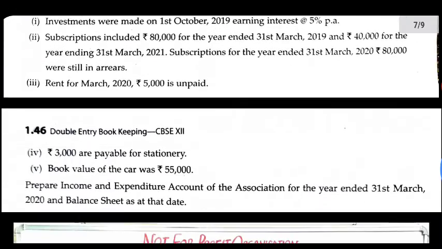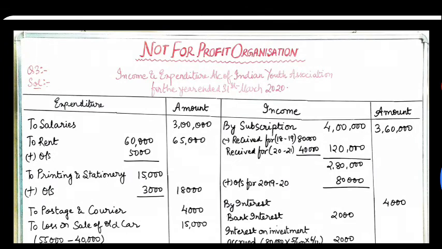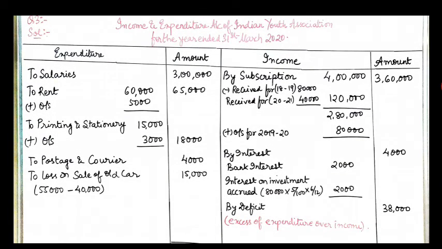These are the adjustments. So let us move on directly to the solution. Income and expenditure account, when we do it: expenditure side, salary 3 lakh, rent 60,000 plus outstanding 5,000, 65,000, printing and stationery 15,000 plus outstanding 3,000, 18,000, postage 4,000, loss on sale of old car 15,000.